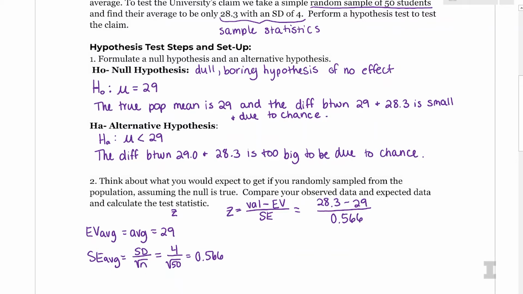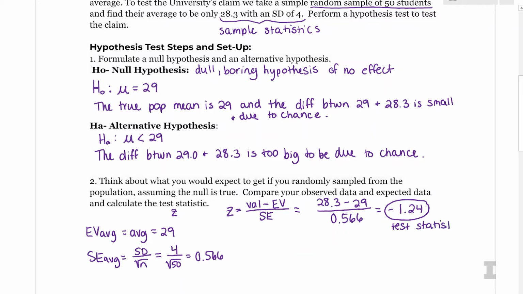And then if you could help me out again and do 28.3 minus 29 divided by 0.566. All right, using Python again, and I get negative 1.24. So this is my test statistic z.